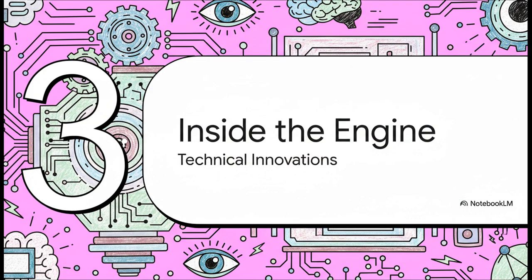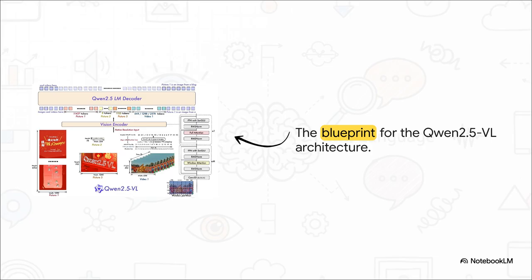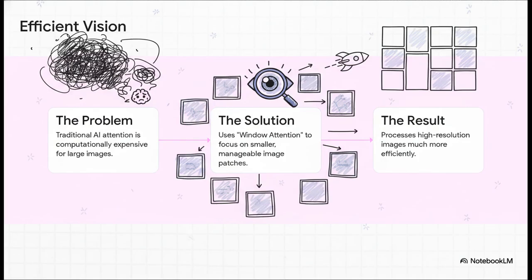Let's pop the hood, go inside the engine, and check out the key technical innovations that are really powering this thing. Whoa. Okay, I know what you're thinking. This diagram looks intense. But don't worry, we are absolutely not going through every single box and arrow here. Think of this as the model's blueprint. We're just going to pull out the 3 most important innovations that you really need to know about. All right, innovation number 1. How does it see incredible detail without setting your computer on fire?